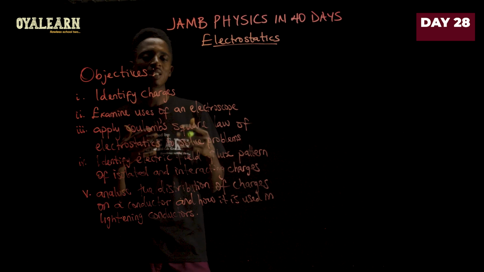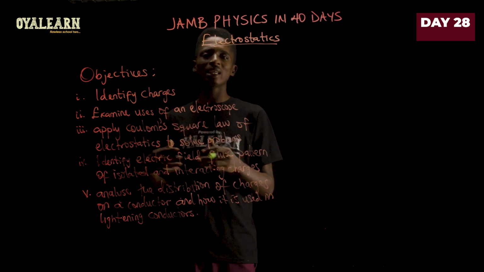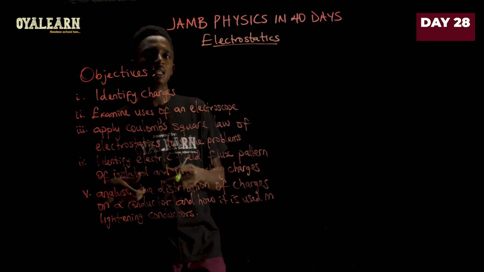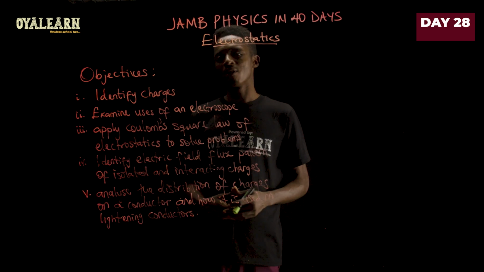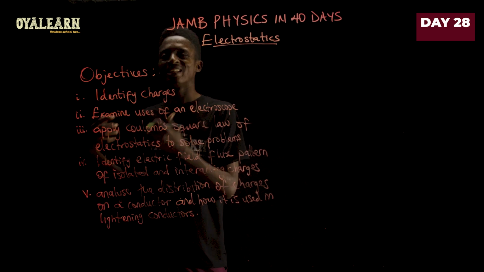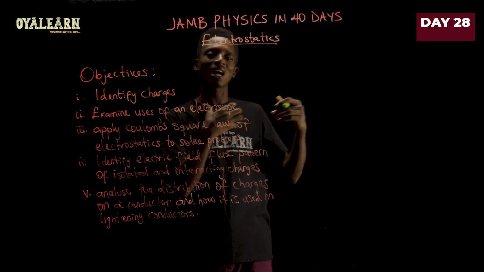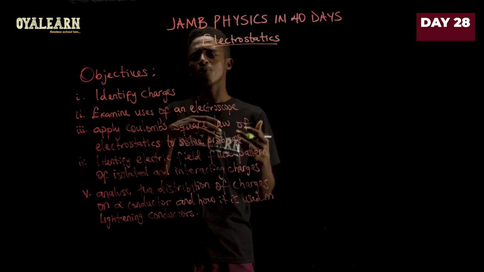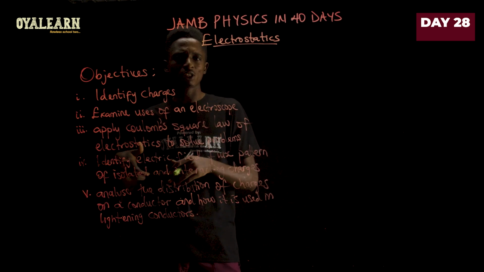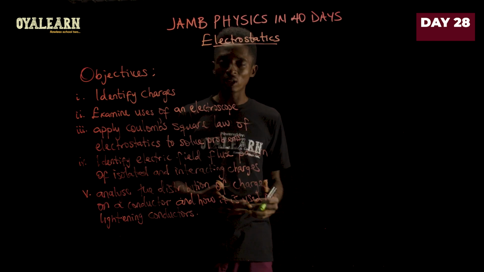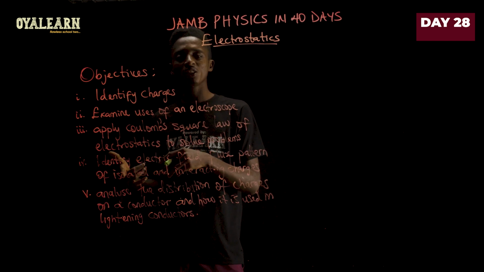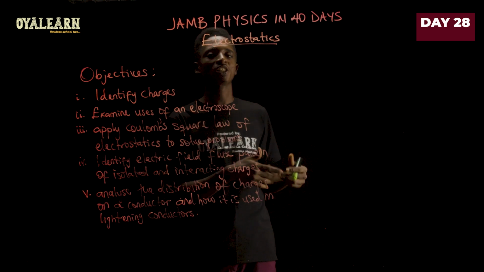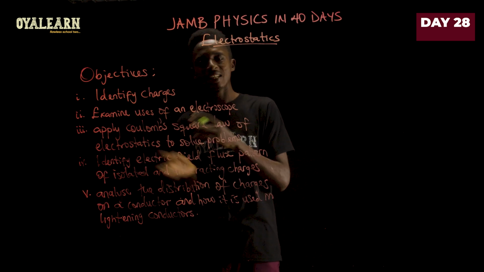Now, you should be able to tell what happens when you bring a positively charged body to an uncharged gold leaf electroscope. What happens when you bring a negatively charged body to an uncharged gold leaf electroscope? What happens when you bring a positive charge to a positively charged gold leaf electroscope, or when you bring a negatively charged body to a positively charged gold leaf electroscope, vice versa?